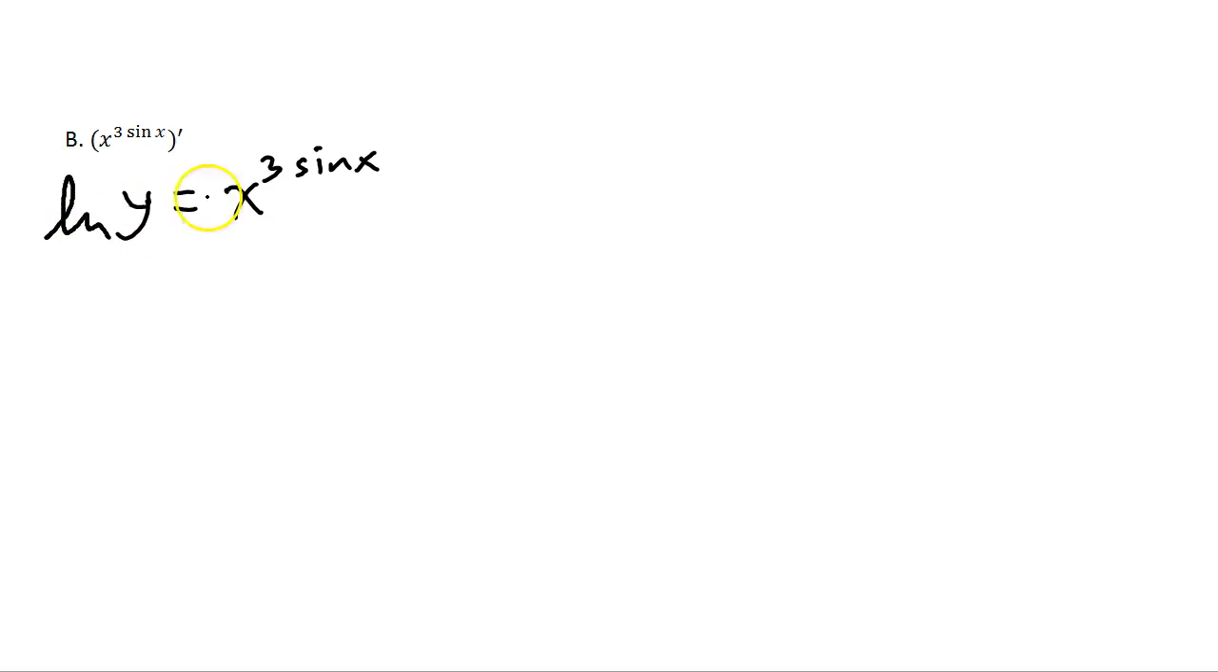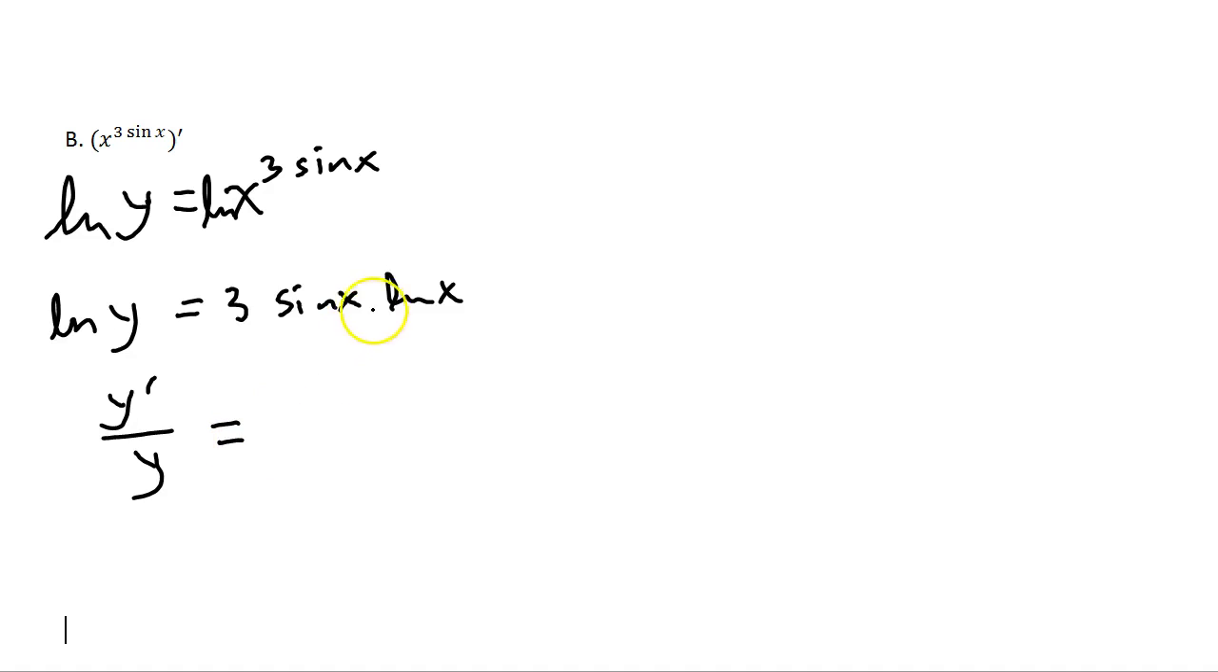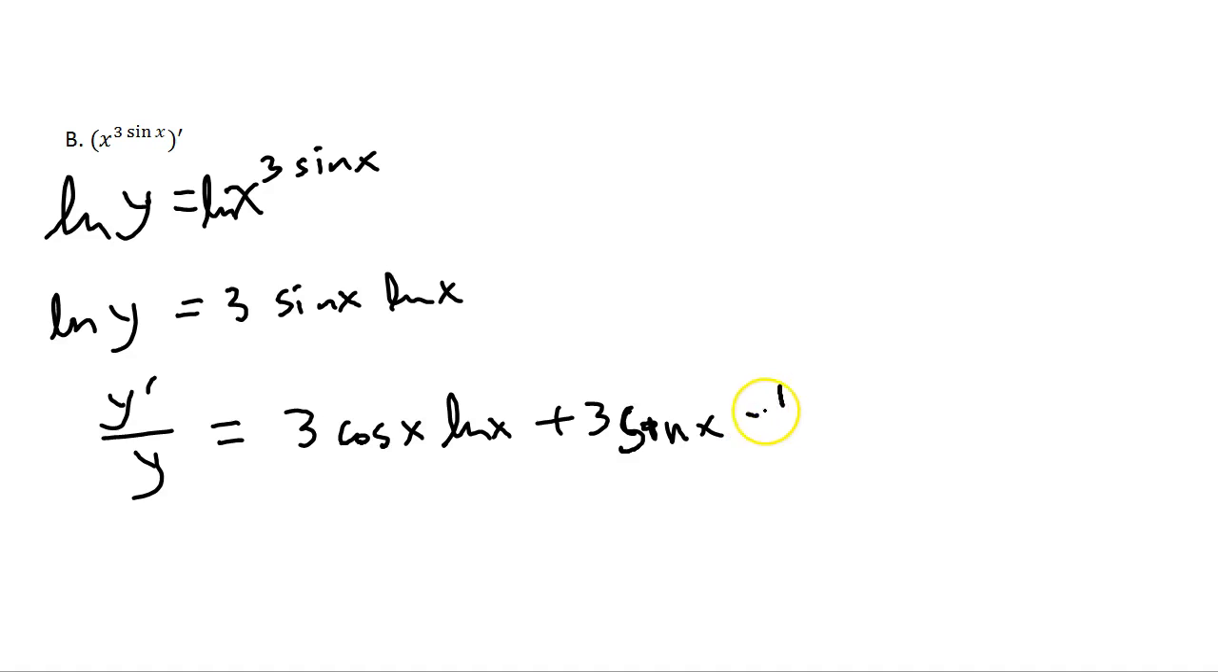And then take the log of both sides. And since 3 sine x is an exponent inside the log, it can hop over. Now I can differentiate both sides, so it's y prime over y. This is a product of two functions, so I need to use the product rule. Sine x differentiates to cosine x, and then 3 sine x. Log of x differentiates to 1 over x.